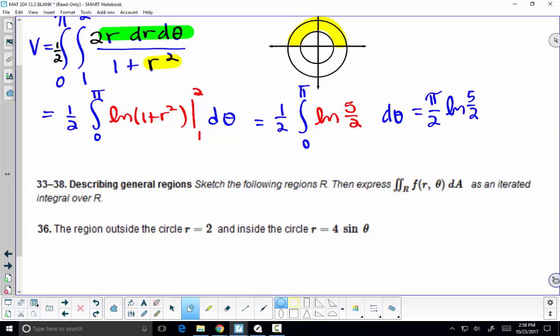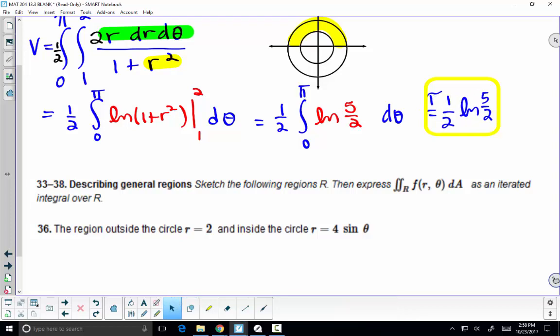And so that's how it will always be. If there is no theta, you're always just going to get the length of the interval.